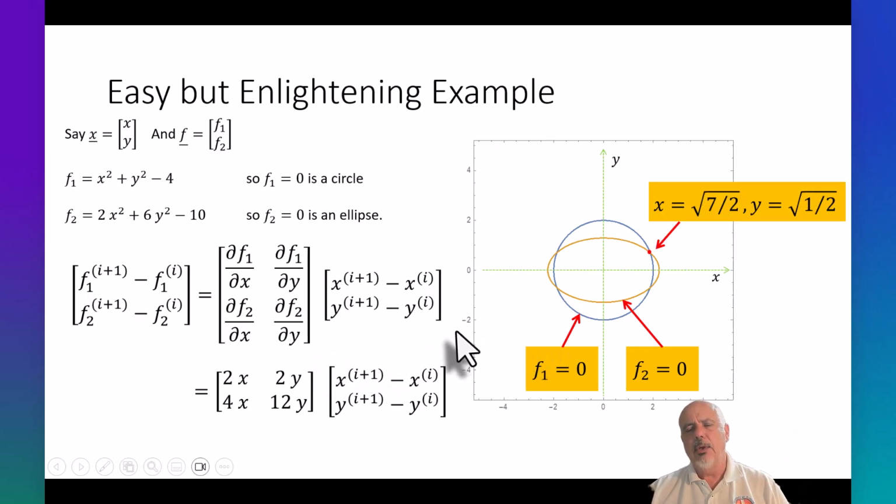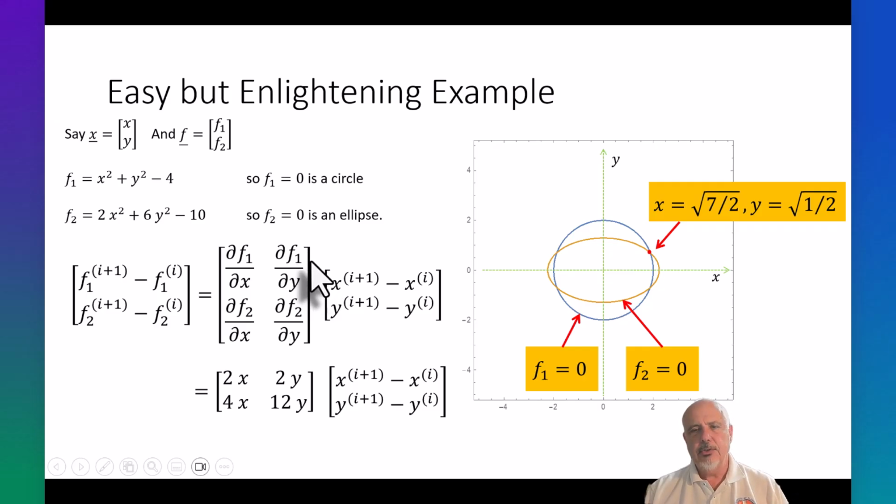Here we know that our true solution in this simple one is x is the square root of 7/2 and y is the square root of 1/2. And you can see clearly that 7/2 plus 1/2 is 8/2, which is 4. 4 minus 4 is 0. And over here, if I had 7/2 times 2, that's 14/2, and then I'd have plus 6/2, so that's 20/2. 10 minus 10 is 0. So you see that is the true result there.